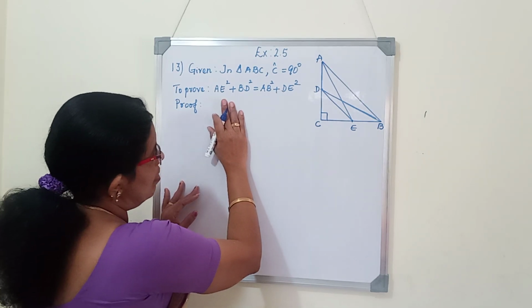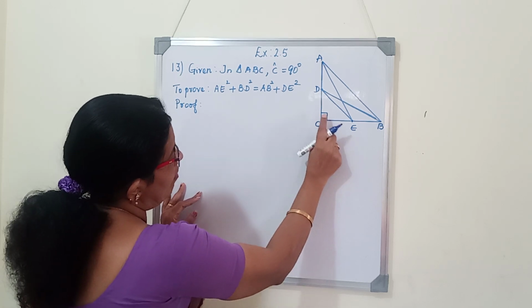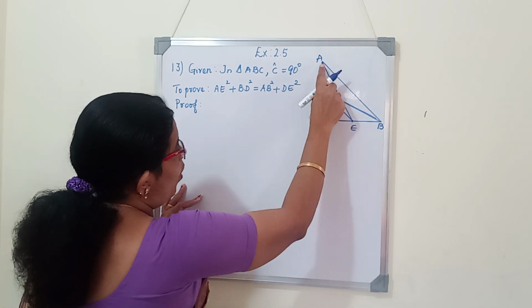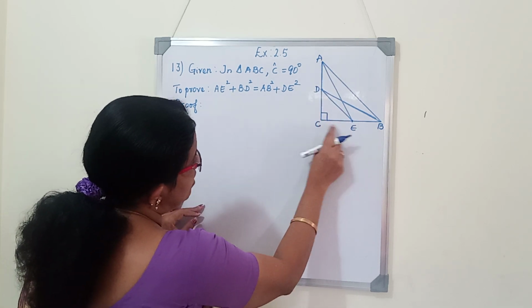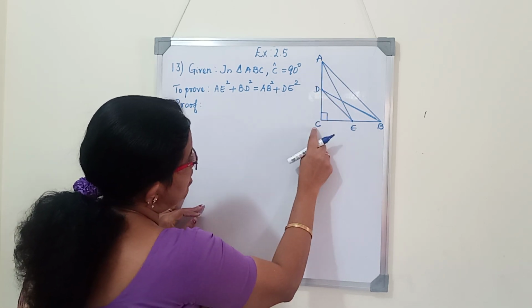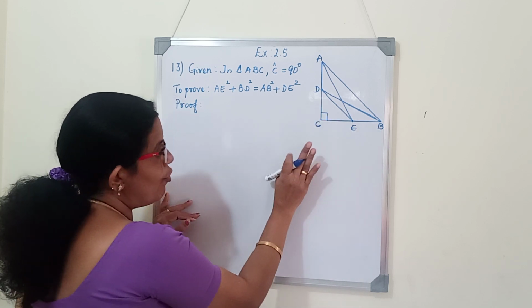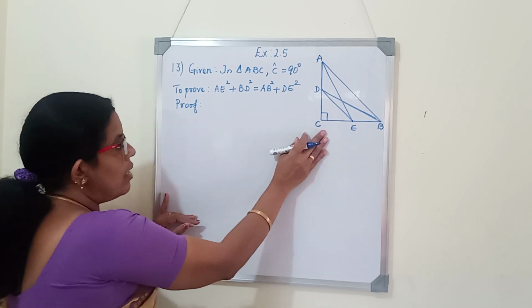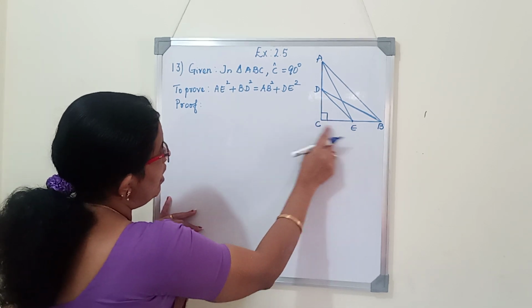Now in the figure, so many right angle triangles are there. We'll see how many right angle triangles are there. One is triangle ACB, and next triangle is DCE. Next triangle is ACE, and the last triangle is BCD. There are 4 right angle triangles. In each triangle we will apply Pythagoras theorem. So we'll start with triangle ABC.